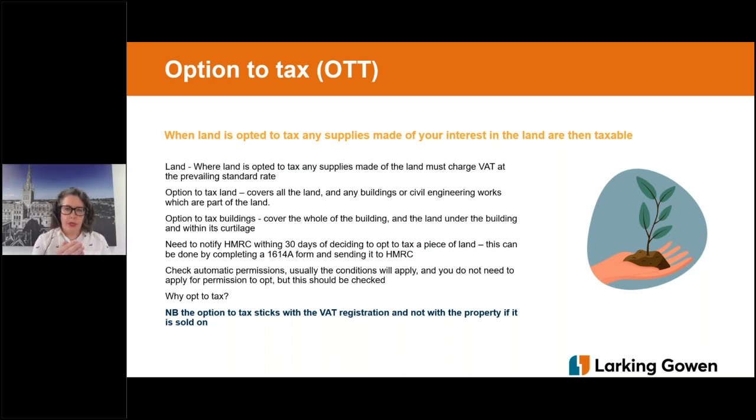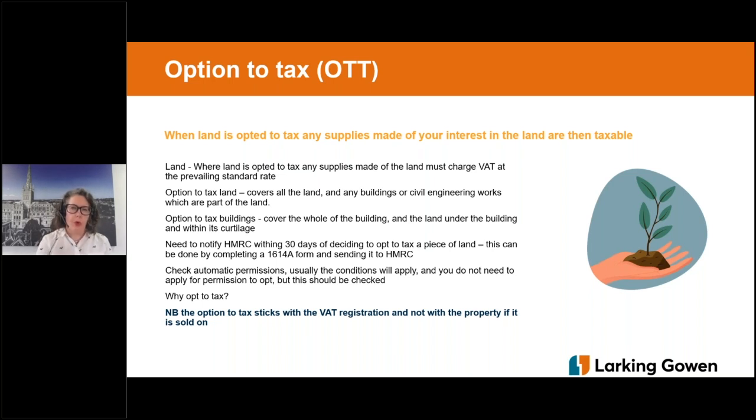You would also, when you're doing that options to tax notification, need to check whether any of the automatic permissions apply. They can apply if you were previously using that land or property for exempt use, which you will have been before all of these changes. You have to ask for HMRC's permission to opt to tax unless you come into some of the automatic permissions, in which case, provided you tick the automatic permissions boxes correctly, you don't need to ask for permission. You can just submit your form to HMRC.